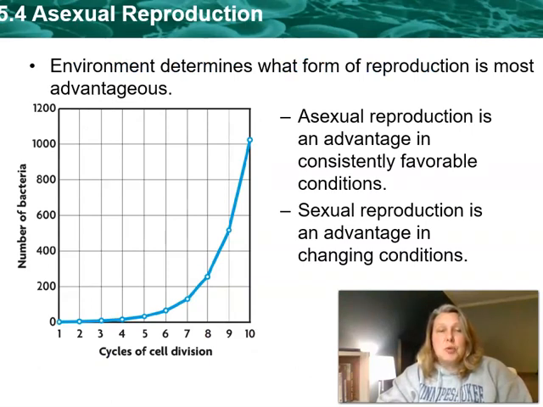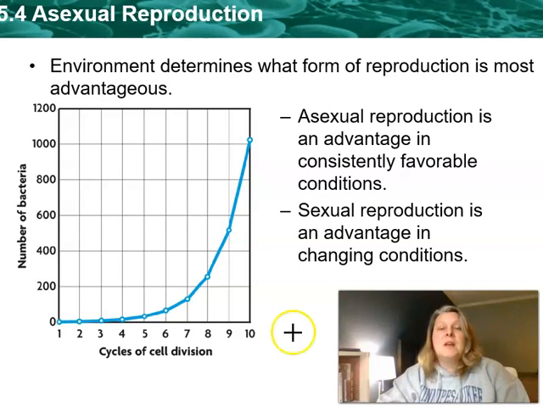Thinking back to evolution, the environment really determines what organisms will be successful. It also determines what type of reproduction will be successful. If you live in a consistent, constant environment, oftentimes those organisms undergo asexual reproduction where they just make copies of their genetic material and then divide in half. And that's that asexual reproduction through binary fission. Sexual reproduction is more advantageous in changing conditions where you have changes in climate, changes in biotic factors, changes in abiotic factors.